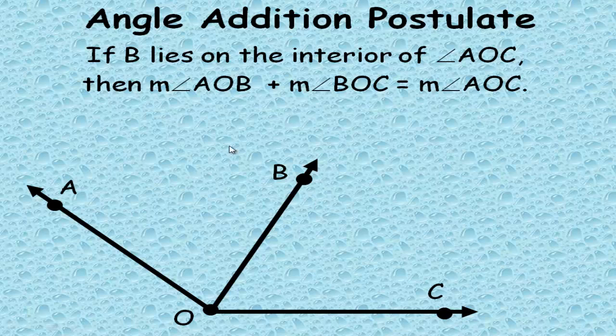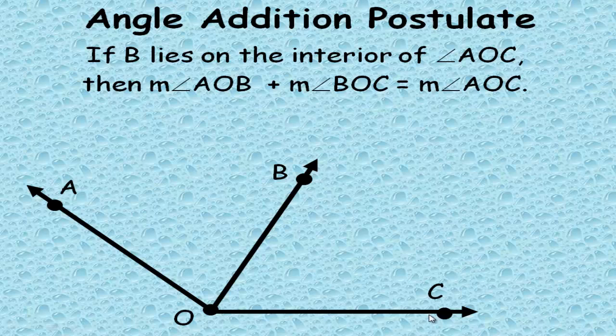Now the angle addition postulate says that if B is in the interior of angle AOC, then I can say that the measure of angle AOB, that means the measure of this angle here, plus the measure of angle BOC, which is this angle here, will equal the measure of angle AOC.